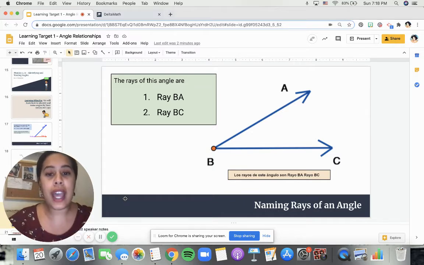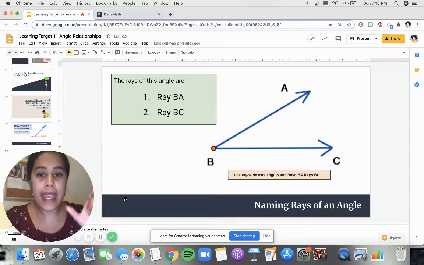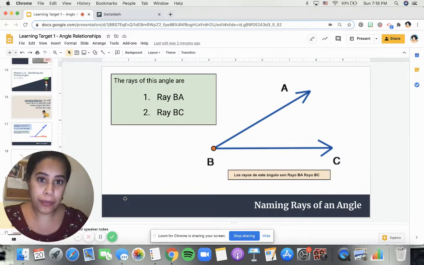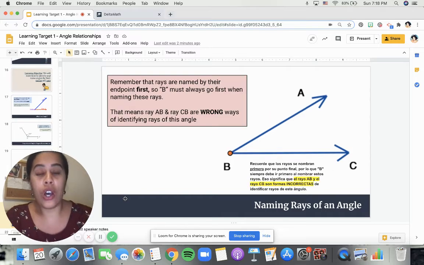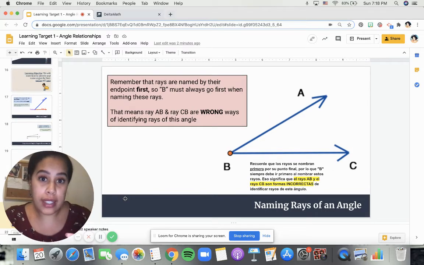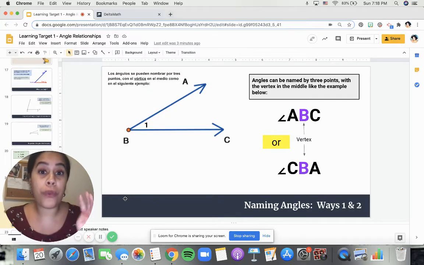Now, the rays of this angle are ray BA and BC. It's important to know that because when naming rays, they are named from their end point first. So we must always say BA, not AB, because the point is B. The vertex is B. The vertex in an angle is extremely important when naming angles. And now we are going to look at 4 ways to name them.